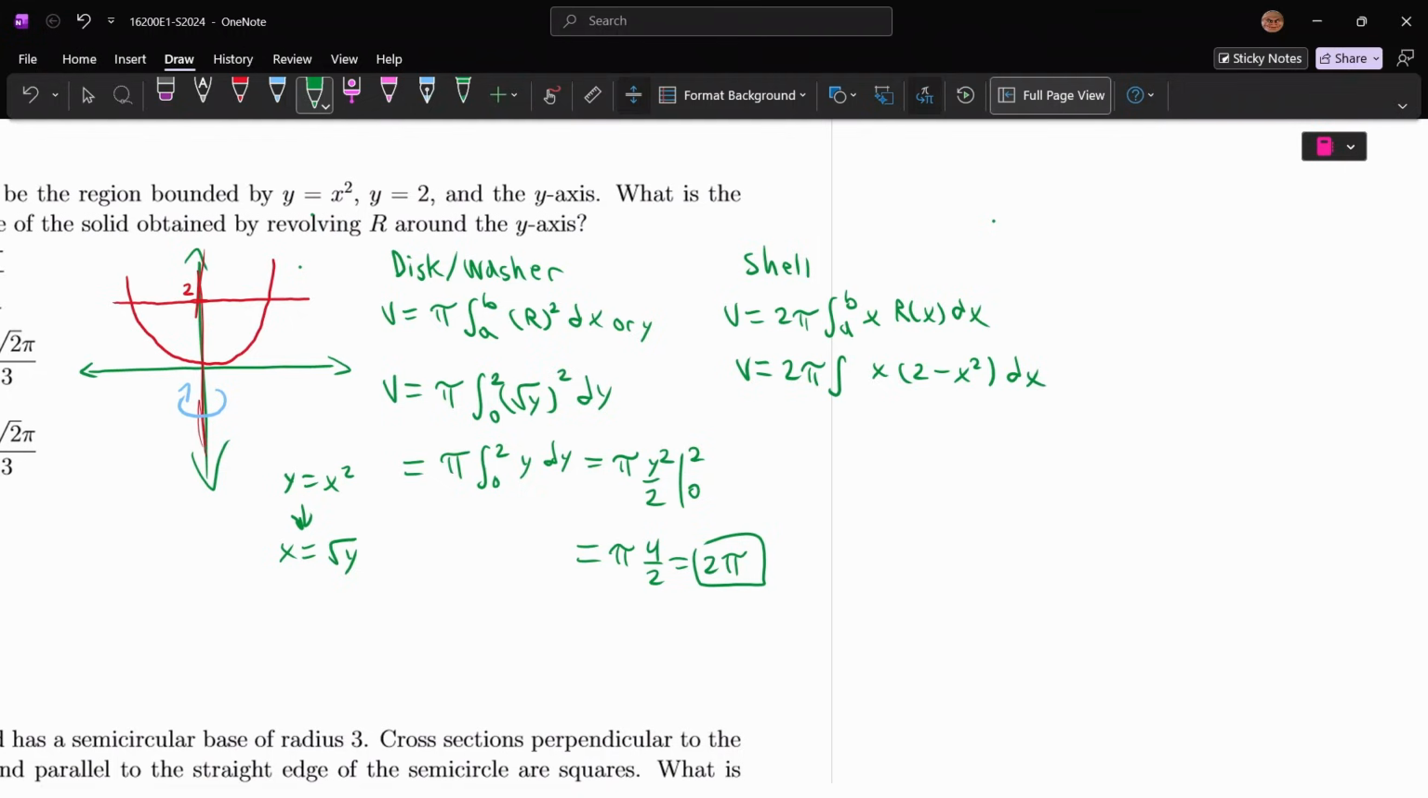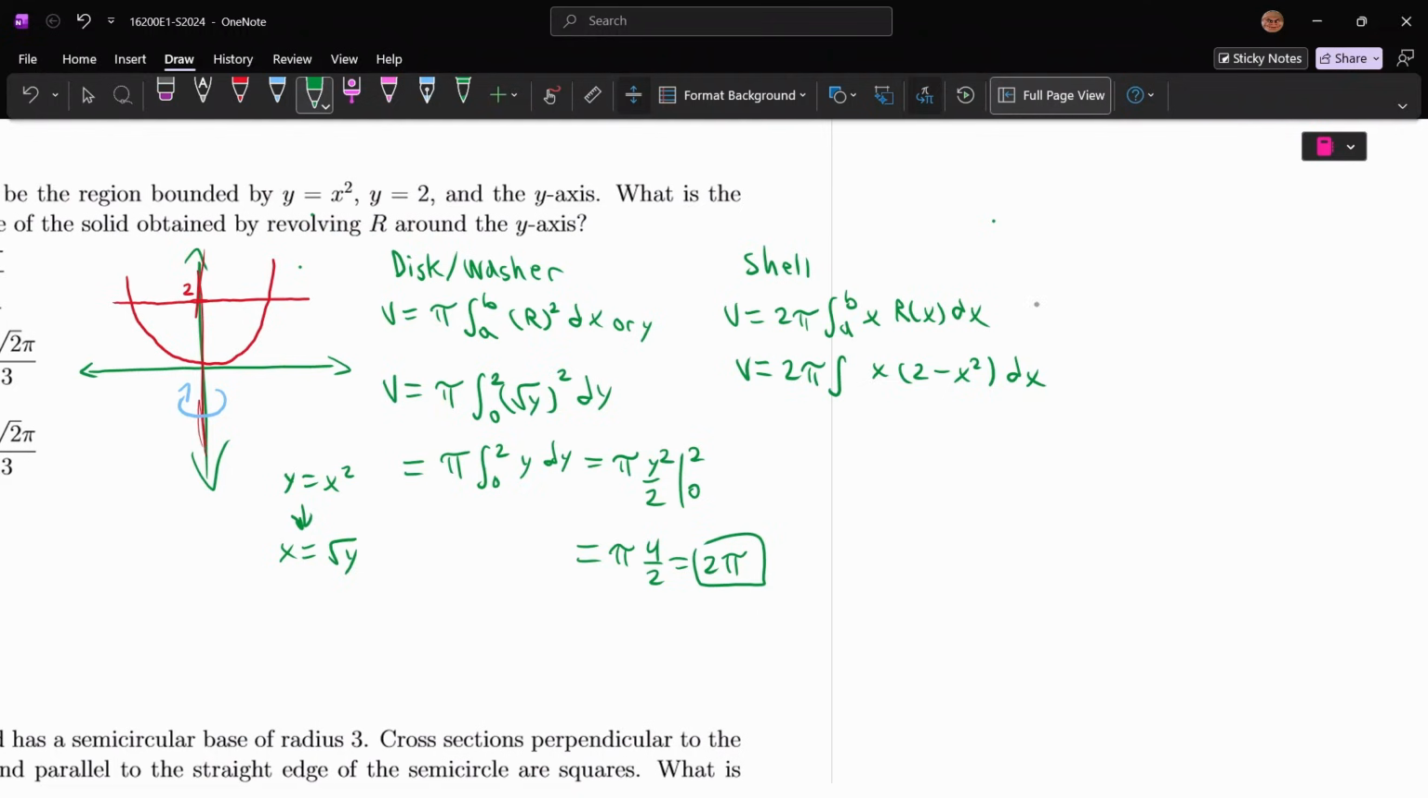And another thing is the boundaries that we're going to be using are also going to be a little bit trickier, because we're integrating along this axis and we want to go up to this point. So we only want to integrate between here and here, but this value is not going to be 2, unlike the disk and washer method situation. So in order to find that upper boundary, we're going to have to set these two things equal to each other.